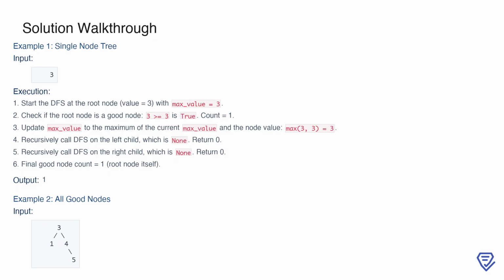Next, we update the max_value to ensure it remains the maximum value encountered so far. In this case, it stays at 3 because the current node's value does not exceed it. Since the root has no left or right children, the recursive calls for both return 0. Adding these results, the final count of good nodes in this tree is 1, which is the root itself.